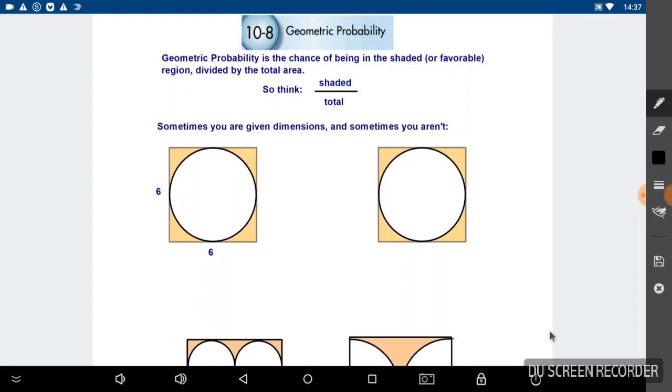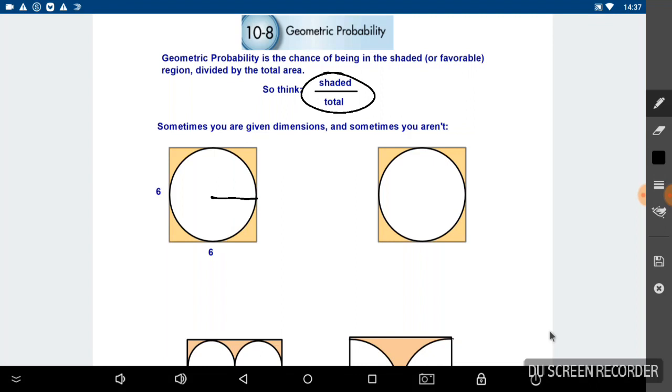So it's similar to what you've learned about probability before, but now we're in the geometric world, so we're talking about area. And this is the key to everything, shaded over total. So we look at this first scenario here. Sometimes you're given the dimensions and sometimes you aren't. So in this case, I've got a 6x6 square that has a circle inscribed in it.